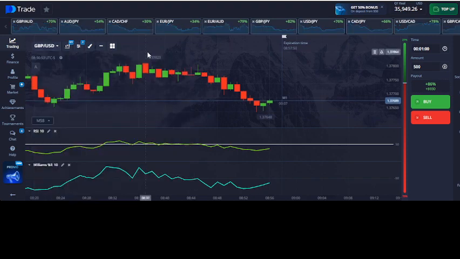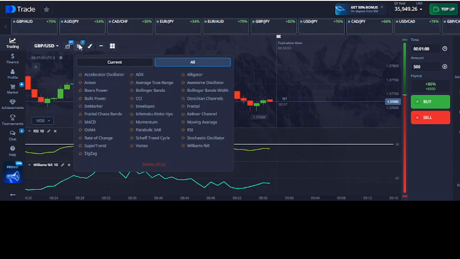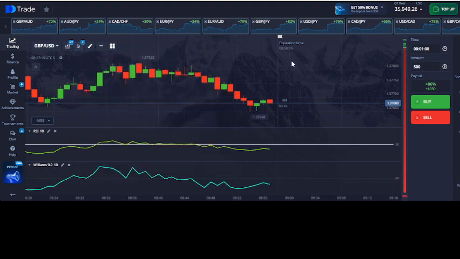Okay. So I'm going to be utilizing two indicators. And those indicators, if we click on the indicator icon here, are the RSI, the relative strength index indicator, and the Williams percent R, or the Williams percent range indicator. And so I have these indicators set up here on my chart.